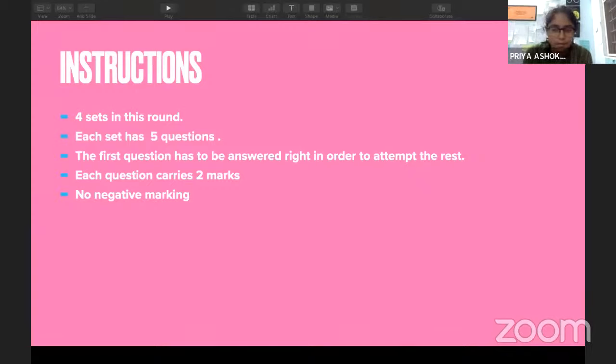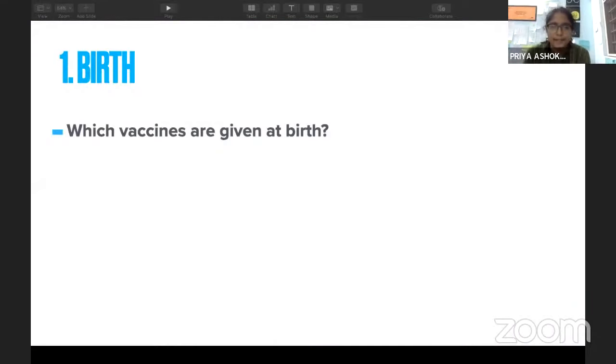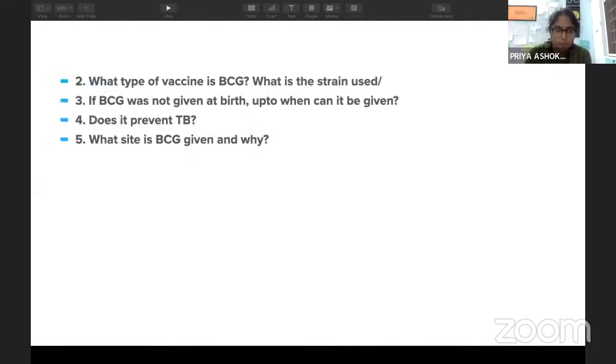Okay, so Kunj, we'll start with you. What are the vaccines given at birth? There are 3 vaccines: BCG, hepatitis B and oral poliovirus. Right, so we'll move on.